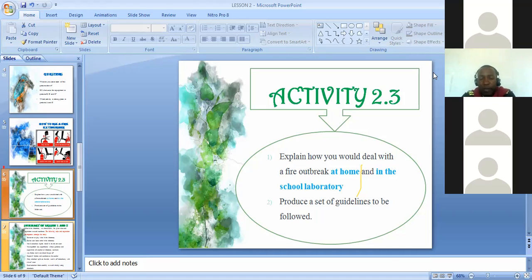If you are at home, you may not have a fire extinguisher, but at school, a fire extinguisher is always available. This is a law in all schools. Fire extinguishers must be there. Okay? So it will depend on how you're going to deal with it at home and how you're dealing with it at school. At school, I expect you to use a fire extinguisher. At home, you can use anything which can be obtained from our local environment. Okay?